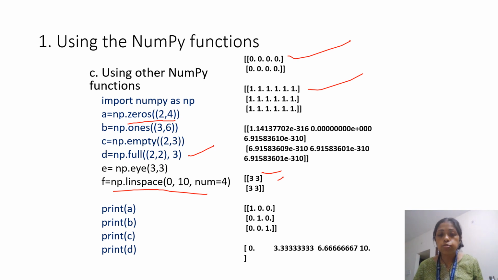Suppose the initial value is 0 and the final value is 10. After that, four elements will be there because num is equal to 4, and all four values will have equal spacing. So 0, 3.3, the difference is 3.3; 3.3 to 6.6, the difference is also 3.3; 6.6 to 10 is also a difference of 3.3. So each and every element has equal spacing. This is the linspace function.